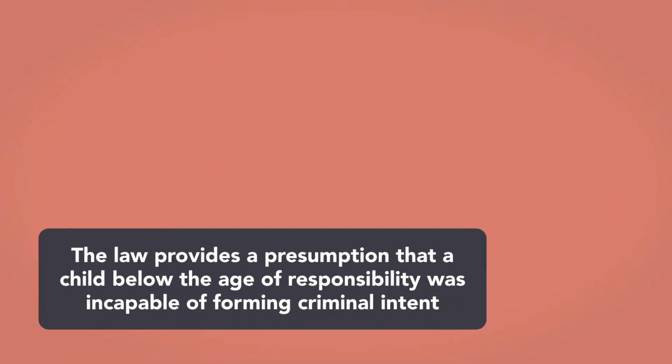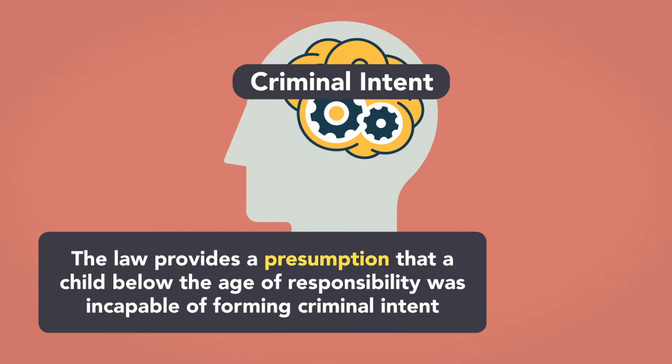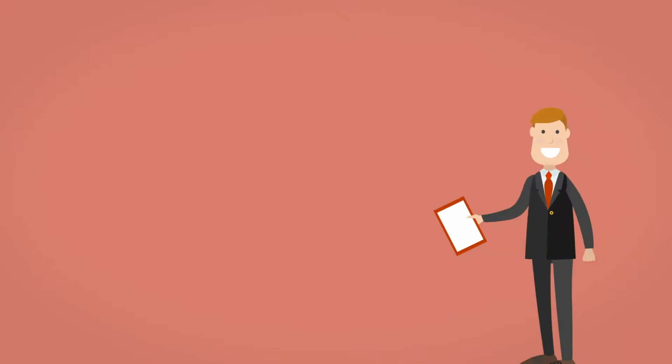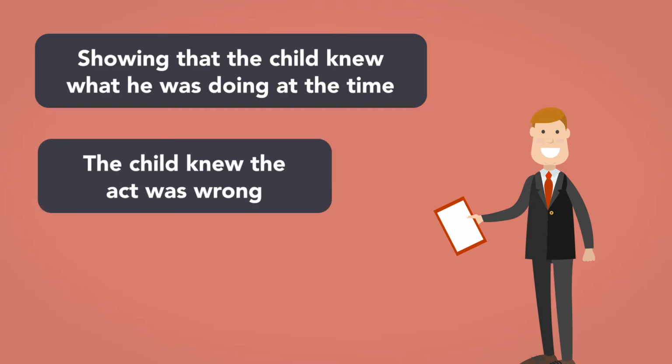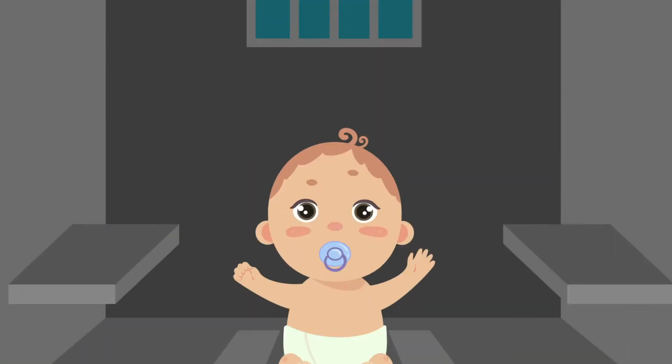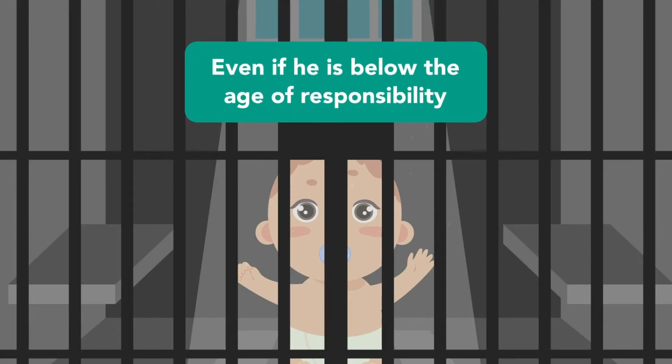Beyond the age of 7, the law provides a presumption that a child below the age of responsibility, 16 or 17 typically, was incapable of forming criminal intent. However, the prosecution can rebut the presumption by showing that the child knew what he was doing at the time of the criminal act and that the child knew that the act was wrong. Thus, a juvenile defendant may be held criminally responsible even if he's below the age of responsibility.